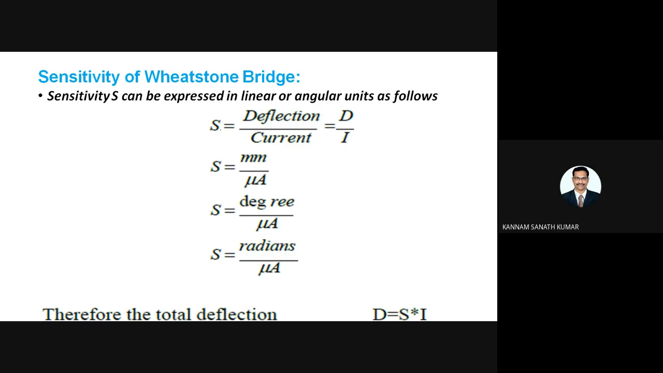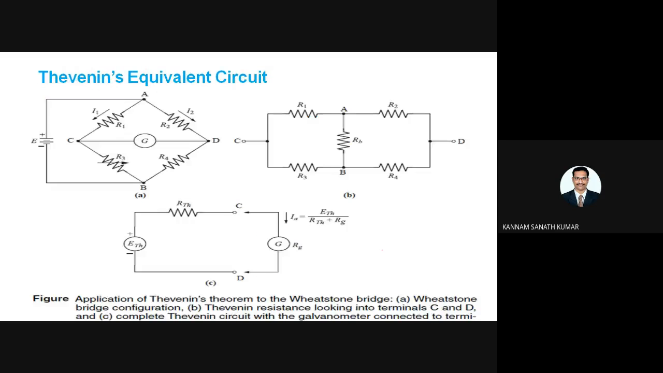So from this relation, S equal to D by I, you can find out the deflection. The deflection is equal to the sensitivity into the current: D equal to S into I. So this is about the sensitivity of a Wheatstone bridge.